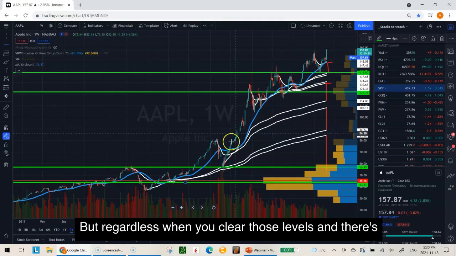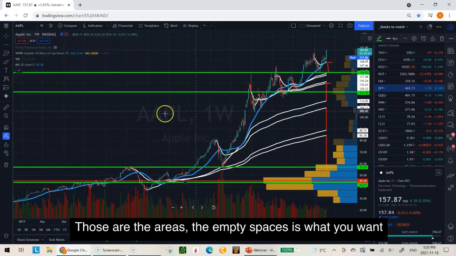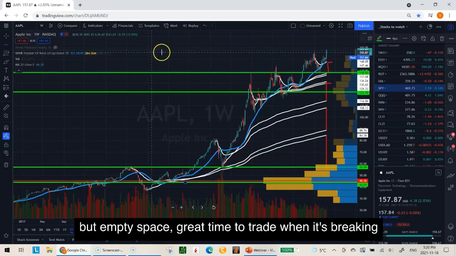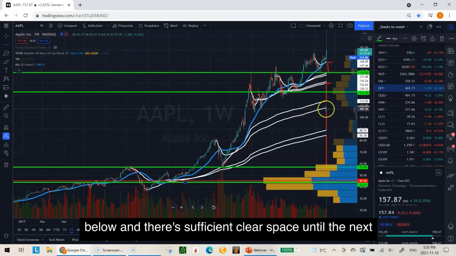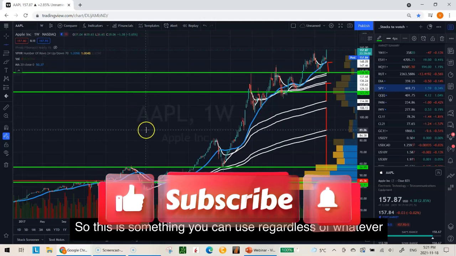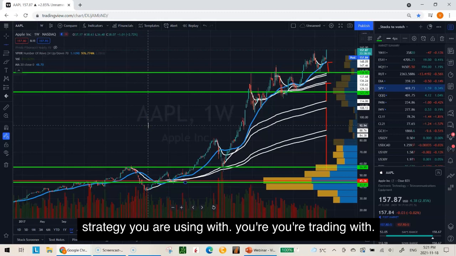But regardless, when you clear those levels and there's nothing overhead or there's nothing below, those are the areas. The empty spaces is what you want to focus on. Those are your opportunities. So if when you're breaking above and there's nothing but empty space, great time to trade. When it's breaking below and there's sufficient clear space until the next level of support, that is where your opportunity is. So this is something you can use regardless of whatever strategy you are trading with.